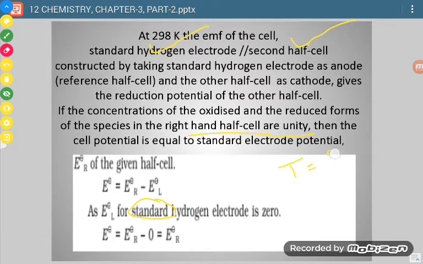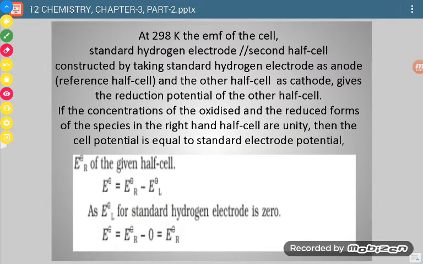Temperature should be 298 Kelvin, which will be there because both will be at the same temperature, and pressure will be 1 atmospheric or 1 bar, one and the same thing, and concentration of the solution should be 1 molar. So whichever half cell we have taken, if these conditions are met with that particular half cell, then we will get this value. And that value will be termed as the standard reduction potential value of the half cell.